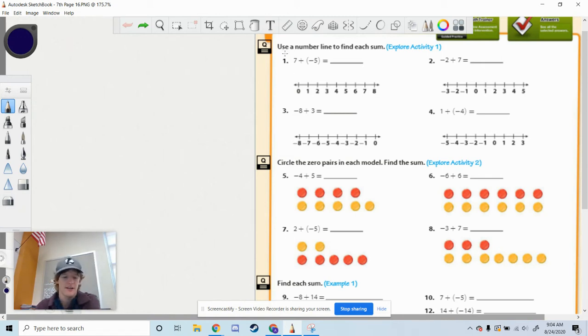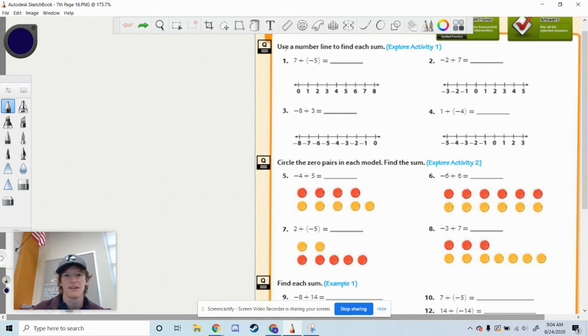This section is adding integers with different signs. So the previous section we could just combine the numbers and then make sure they were positive or negative correctly. So this will be a little bit different. On these we'll have a positive and a negative integer. So start off with number 1. We have positive 7 and negative 5. We're going to add these together.